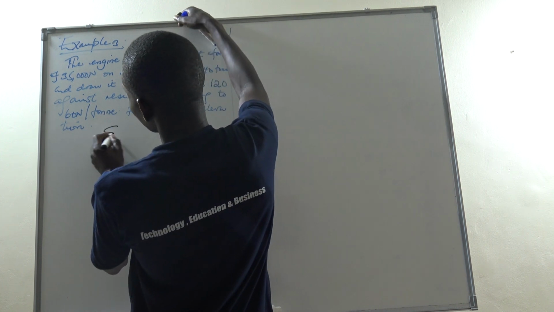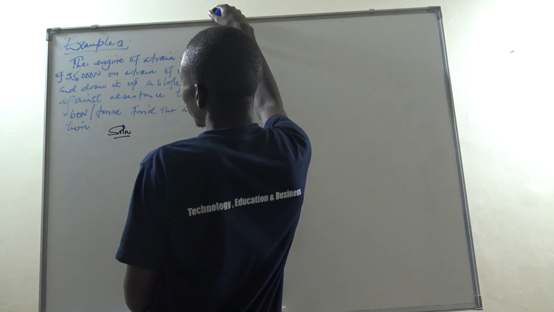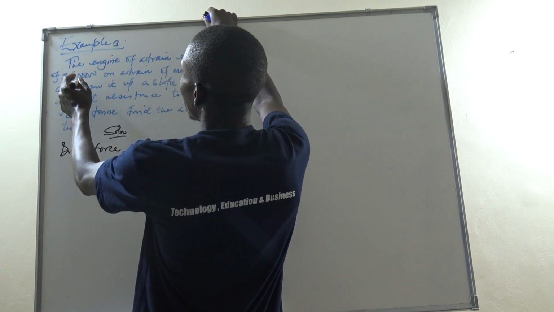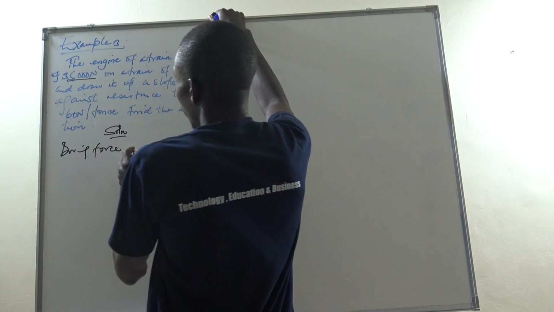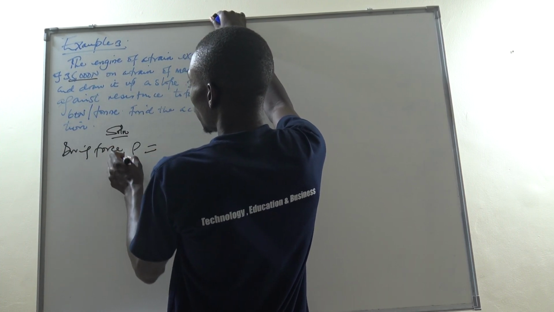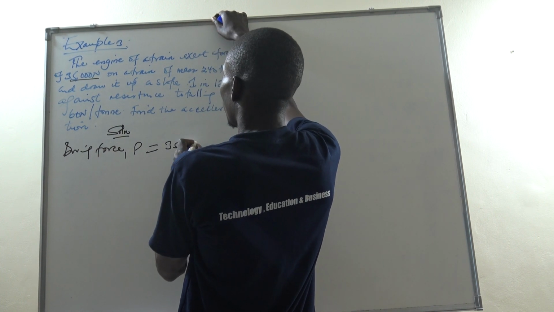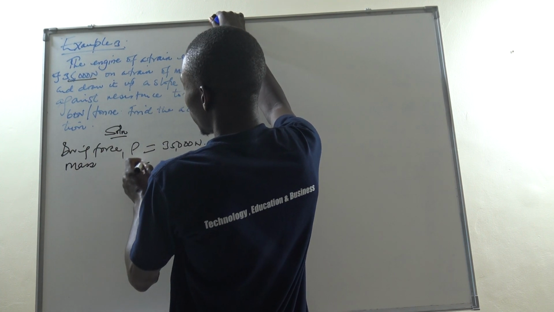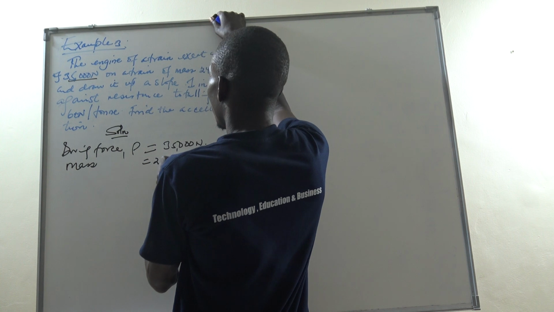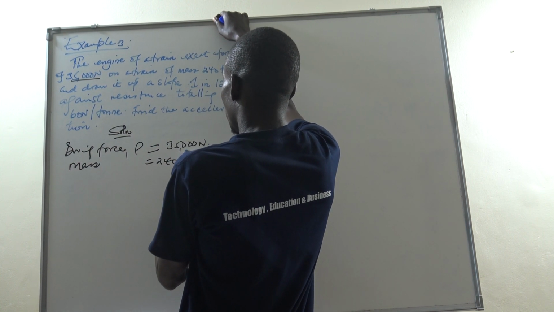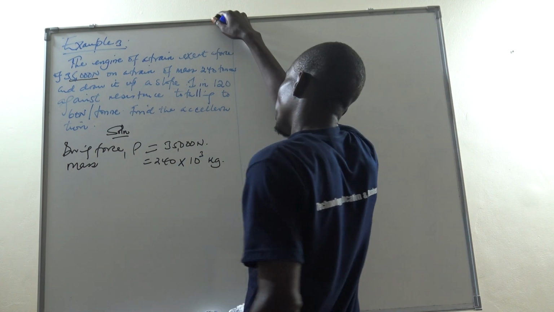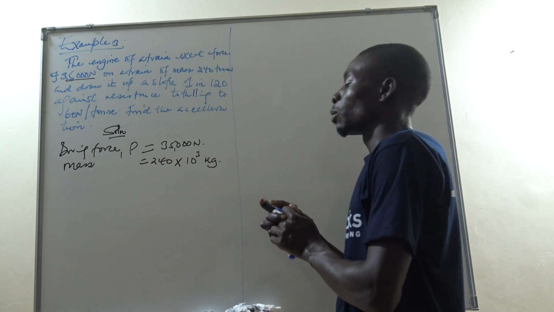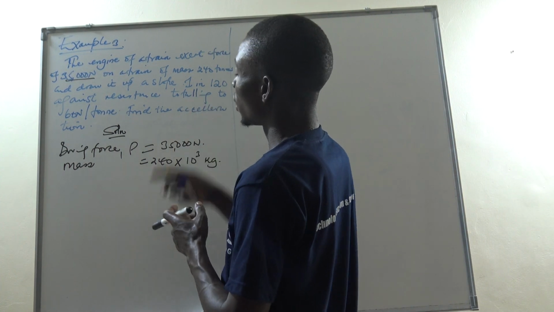So we can begin by trying to see the driving force, the force exerted by the train. Driving force, I can call it P, is equal to 35,000 newtons. And then the mass of the train is equivalent to 240 tons, but I can multiply by 10 to the power 3 to bring it into kilograms, because 1 ton is equivalent to 1,000 kilograms. So I multiply by that to change it into kilograms.